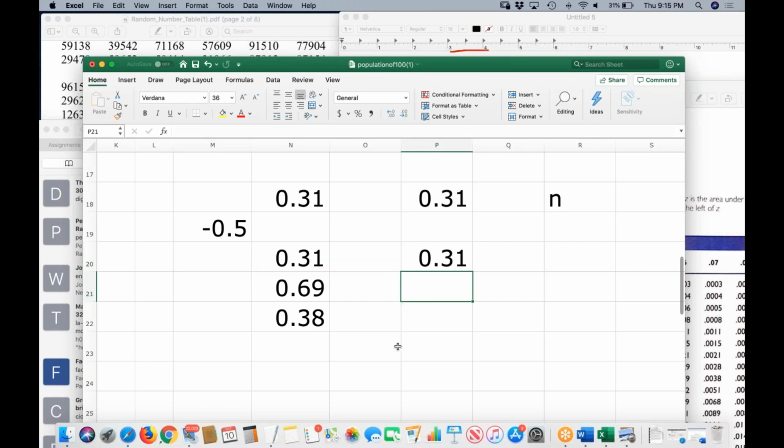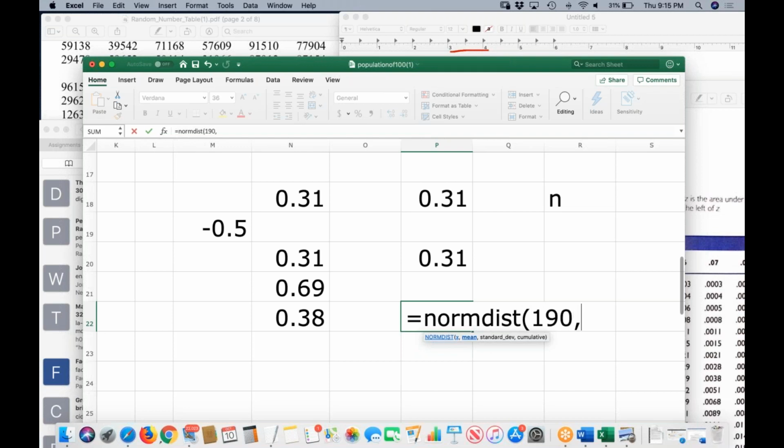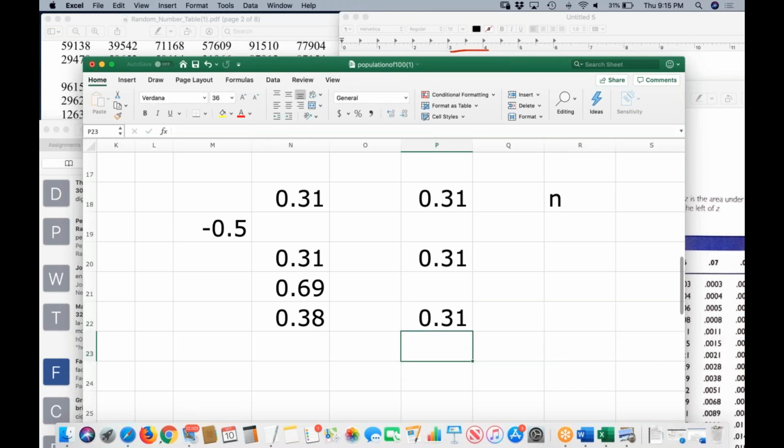I keep getting 0. I don't know what I'm doing. Which one are you using? NORM.S.DIST or NORM.DIST? NORM.DIST. Okay, equals NORM.DIST, open parentheses. Now the first thing it wants is the X value, 190. Okay, 190, comma, 200, comma, 20, comma, true, close parentheses. Yeah, and close parentheses, 0.31.